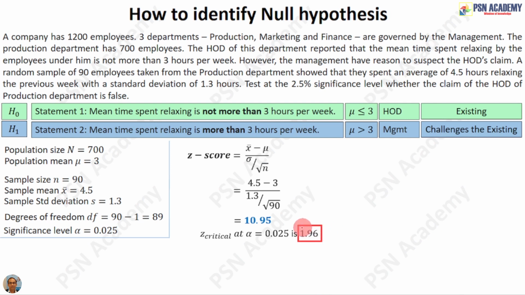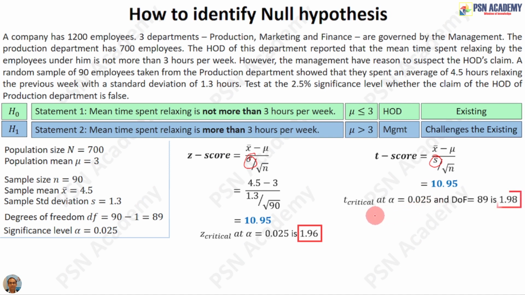So according to that website, we got this figure 1.96 as the critical value of z at alpha equal to 0.025. Now we go with the t-score. A similar formula is there, only there's a change that in place of the population standard deviation, here we have the sample standard deviation S. In our case, we are treating the population standard deviation as a sample standard deviation, and we get this 10.95. Here, the critical value for t at 0.025 with degrees of freedom 89 is 1.98, and you can see that it is almost similar, very near to each other, 1.96 and 1.98.